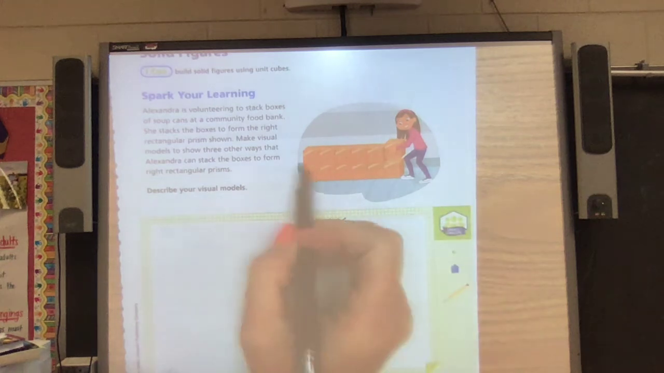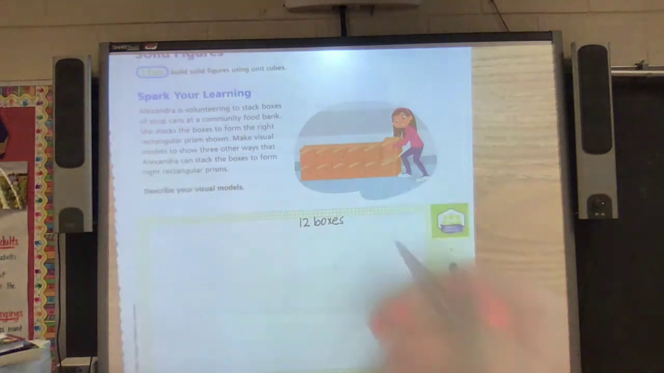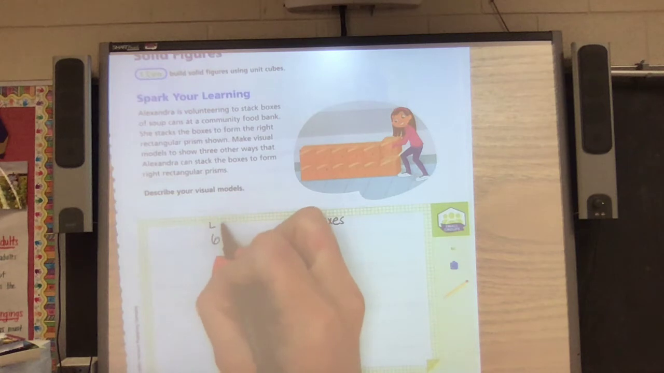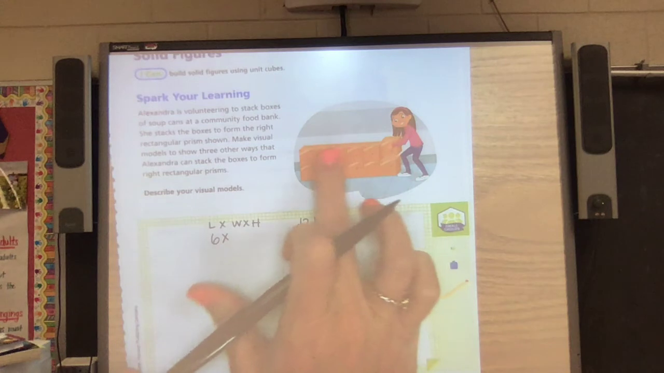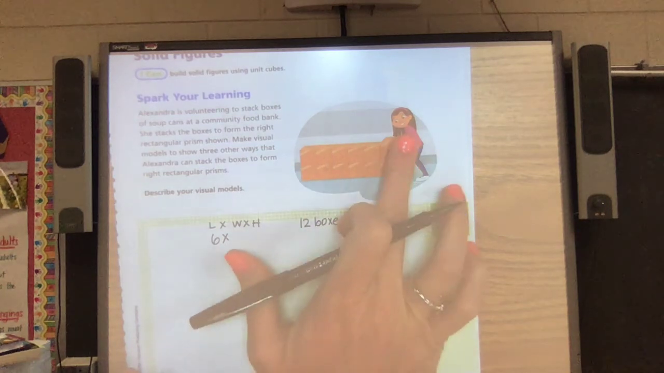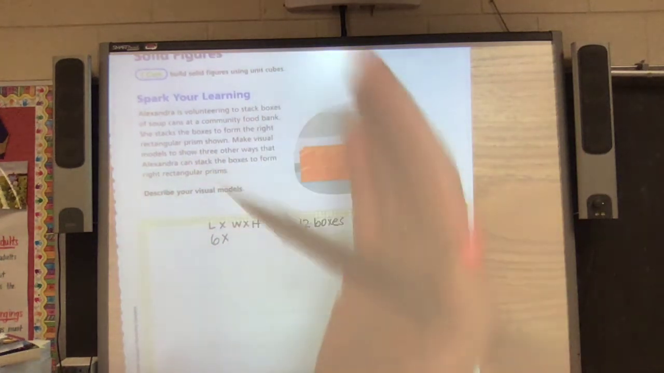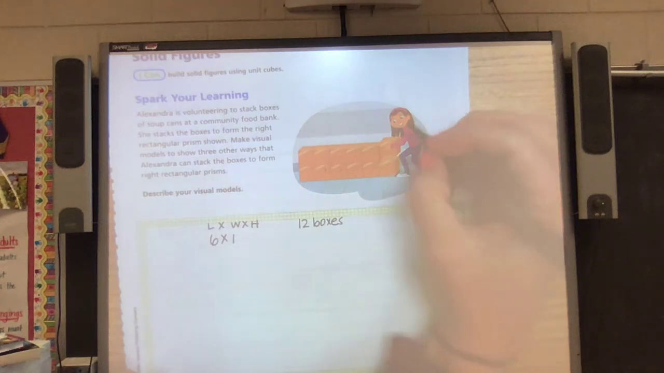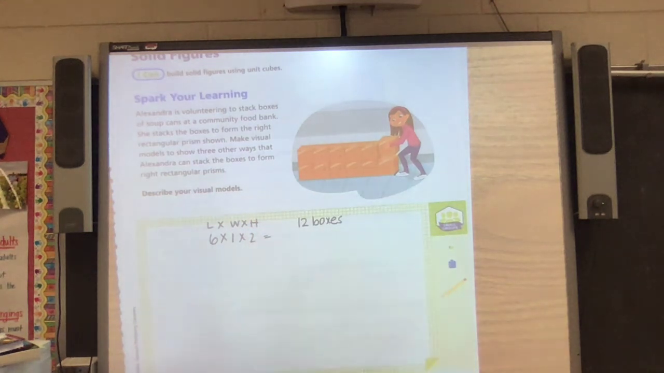So let's look and see what she did. Her length, how long it is, was 1, 2, 3, 4, 5, 6 boxes. Her length times width times height. Because since this is a solid figure, it has a length, a width, and a height. So it's only 1 box wide, okay, because it's just 1 tall stack. And then it is 2 boxes high. She has 2 boxes on these. So 6 times 1 times 2 does give me my 12.